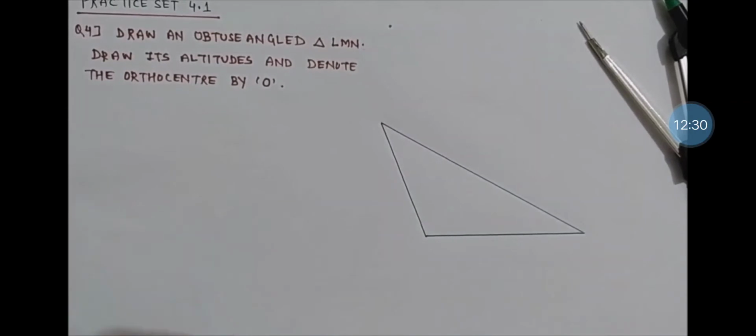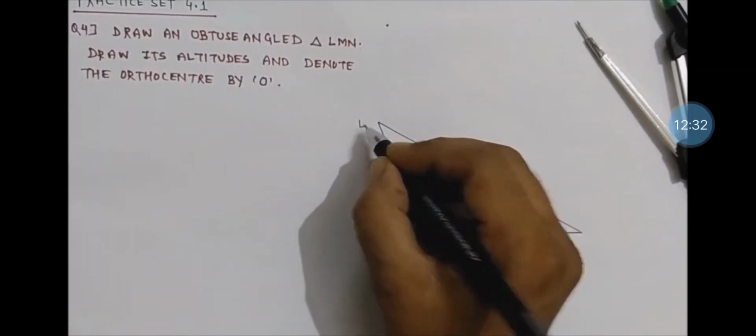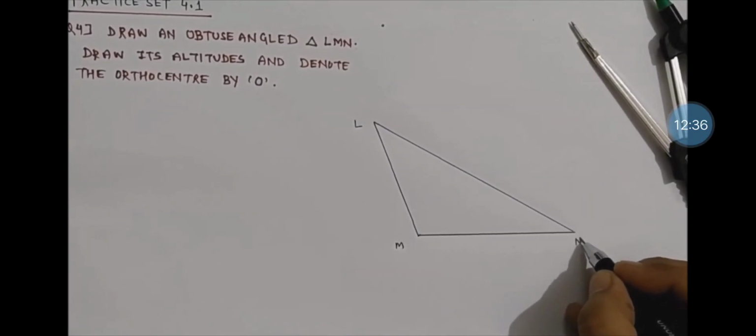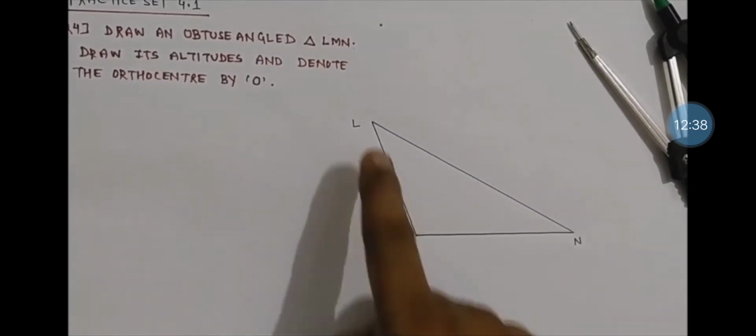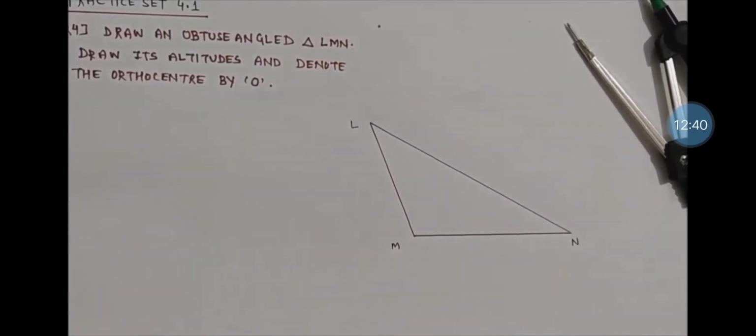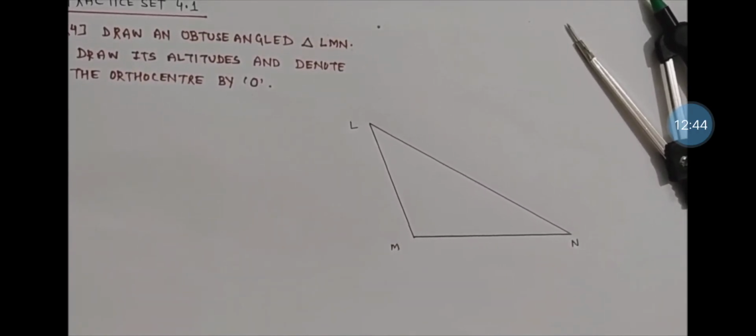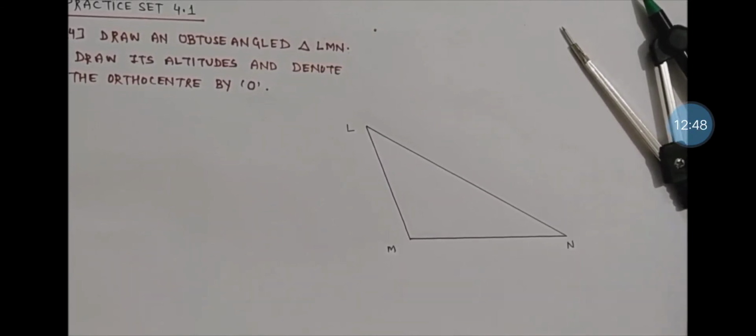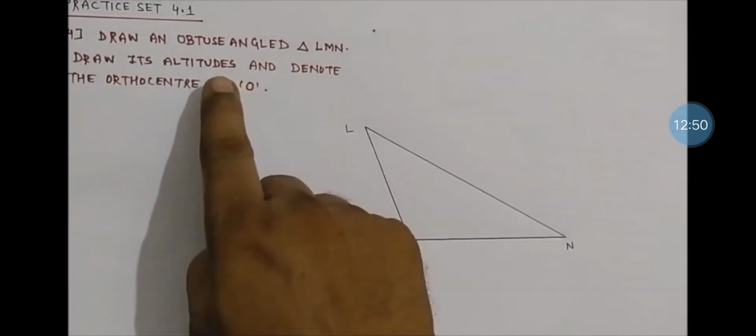This is an obtuse angle triangle. Name it LMN. Now from each vertex we have to draw altitudes. That is, we have to draw perpendiculars. Same way we will draw how we have drawn for acute angle triangle.